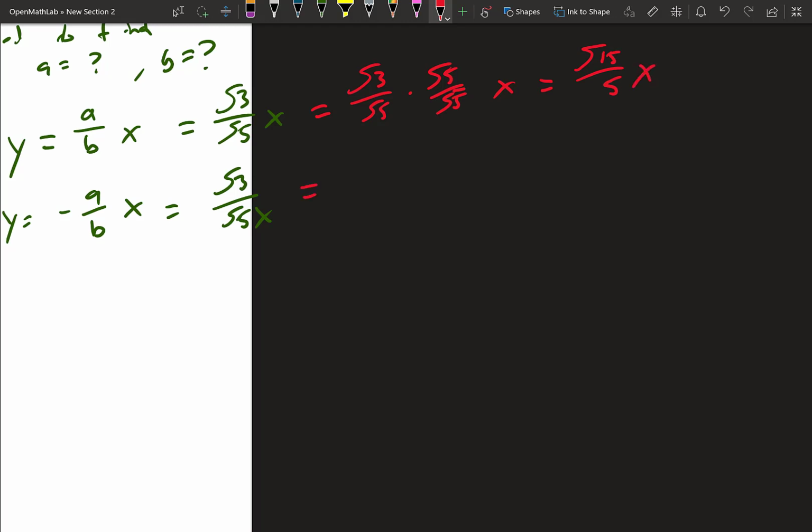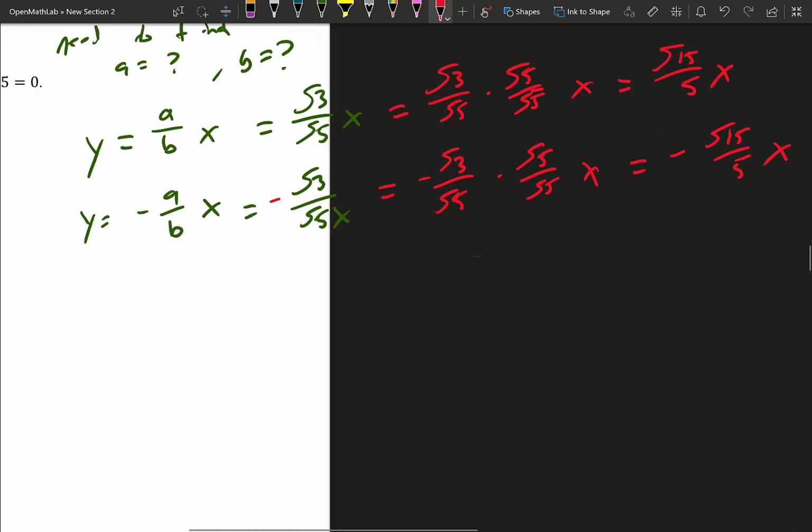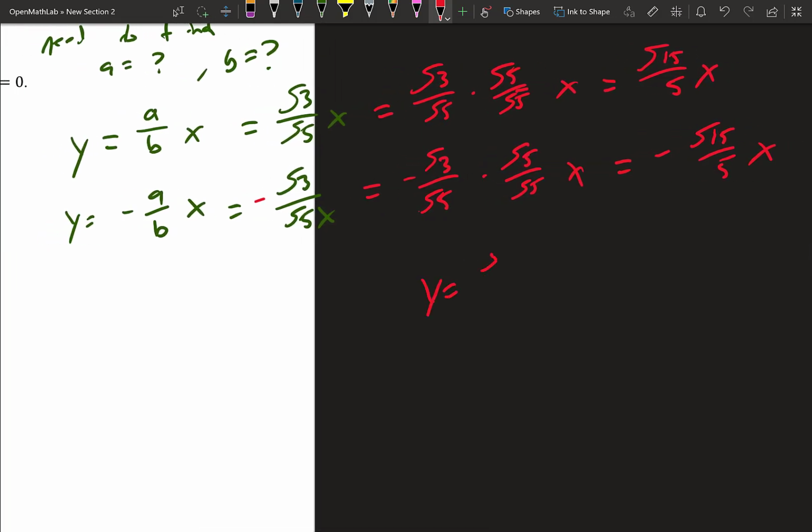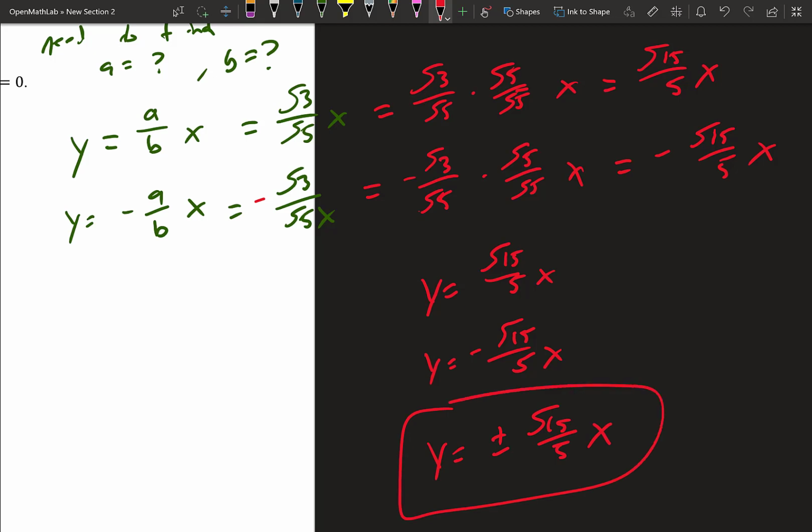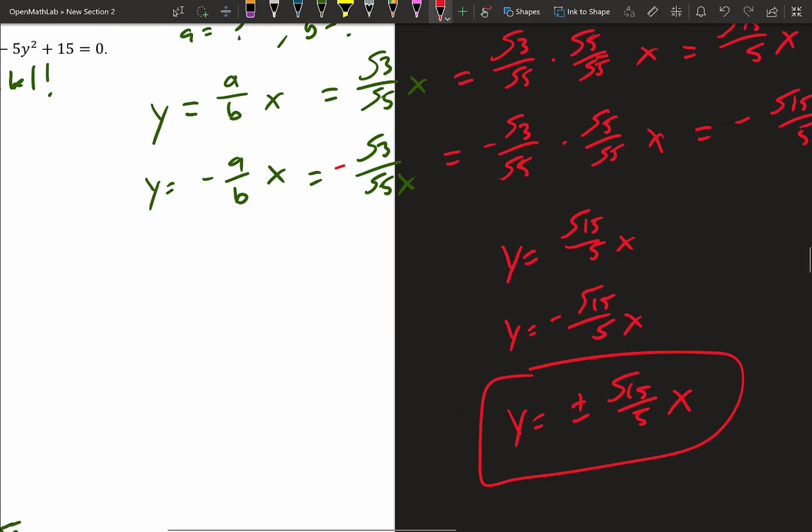And same thing here. That should be negative. We would have negative radical 3 over radical 5 times radical 5 over radical 5. To rationalize the denominator, that gives me negative radical 15 over 5 times x. So then my asymptotes are y equals radical 15 over 5 times x, and y equals negative radical 15 over 5x. Or in other words, y equals plus minus radical 15 over 5x. So those are the two asymptotes.